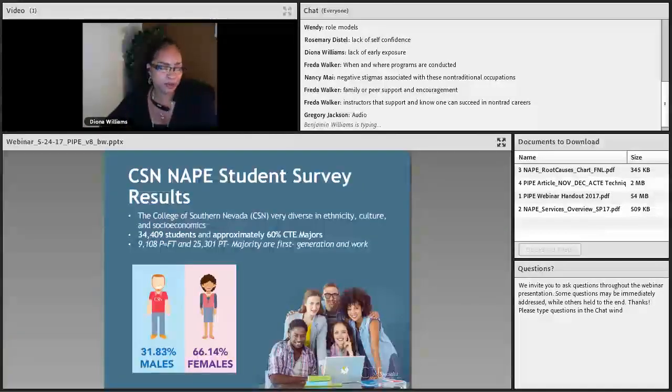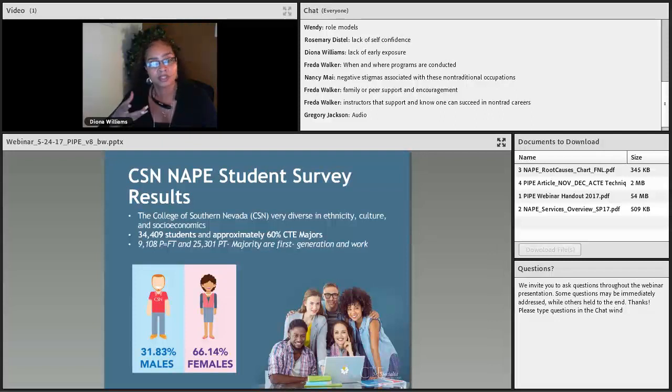So let me just give you a little bit of demographic information about our institution. CSN is in Las Vegas, Nevada, and obviously an urban community, and our population is very diverse in ethnicity, culture, and socioeconomic. We have approximately 34,000 students, and of that population, about 60% are CTE majors. We have about 9,000 students that are full-time and 25,000 that are part-time. The far majority are first generation, and they work either part-time or full-time.